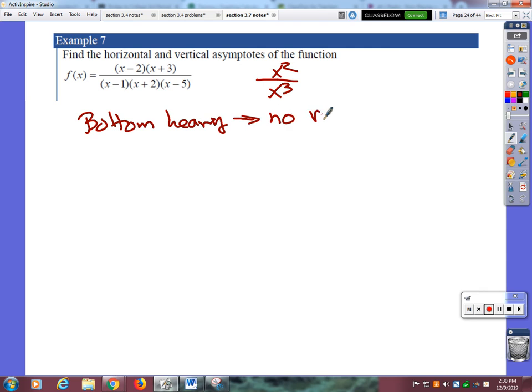So no horizontal asymptote. No, there is one. It's y equals 0, yeah. So bottom heavy means there'll be a vertical asymptote at y, horizontal asymptote. Good Lord. You are wrong, Sophie. So since this is bottom heavy, we'll have a horizontal asymptote at y equals 0.